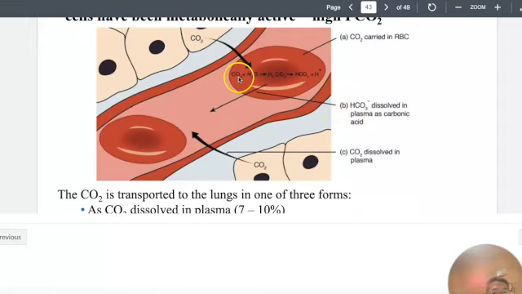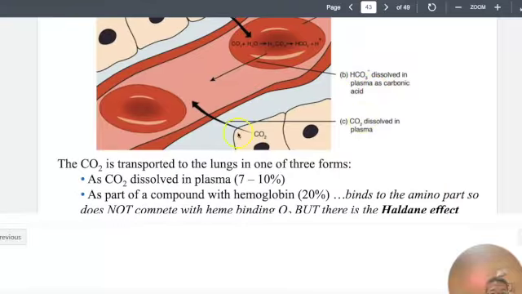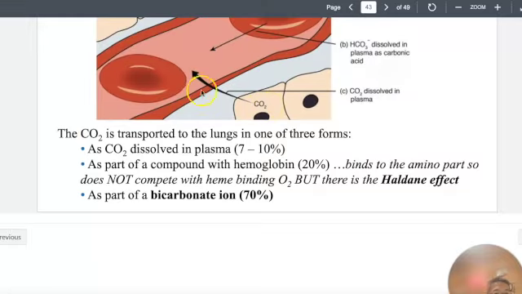CO2 plus water will form what is called carbonate. Okay, it forms carbonate, and that's how it is transported. HCO3, which is the carbonate, is dissolved in the plasma as carbonic acid. And then that's how it is transported in the red blood cells or in the plasma. So CO2 is transported to the lung in one of three forms.